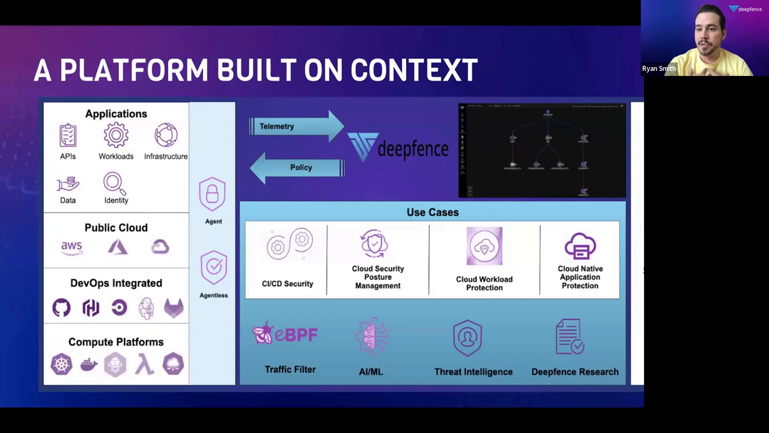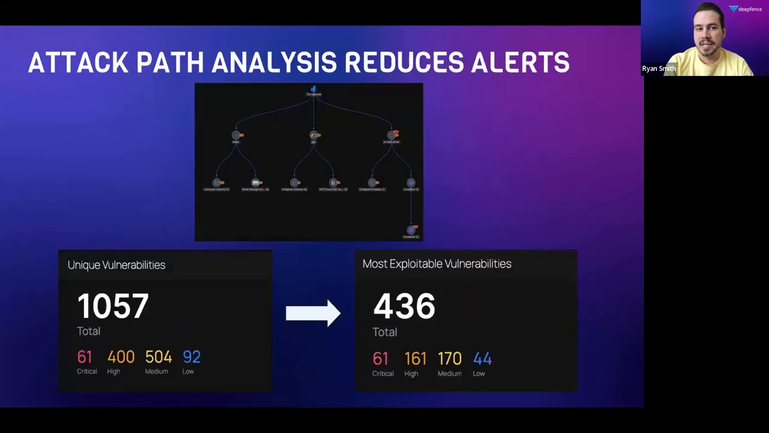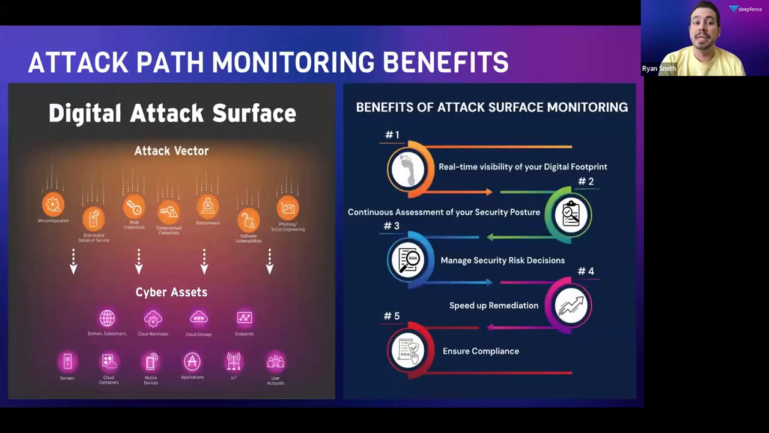So DeepFence ultimately provides you a platform built on context. And we talked about alert fatigue earlier in the conversation. This is why alert fatigue happens in the first place, because all of these fundamental controls, data analysis, environment coverage, all of that complexity needs to be housed within a singular platform, a singular system that ultimately allows us to provide better security observability, attack path identification, and then ultimately remediation and coverage of the digital attack surface within our enterprise environments.